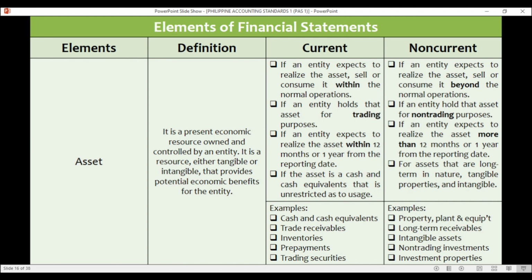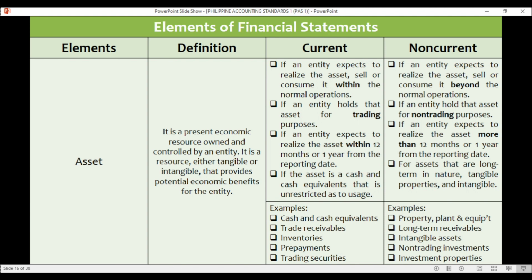According to PAS 1, an asset is considered current if an entity expects to realize the asset, sell the asset, or consume it within the normal operation. Unless it's beyond the normal operation, then it's non-current. If an entity holds the asset for trading purposes, then it is current. Otherwise, it is non-current if it is for non-trading activities. If an entity expects to realize that asset within 12 months or 1 year, then it is current. Otherwise, if beyond 1 year or 12 months, it should be non-current.